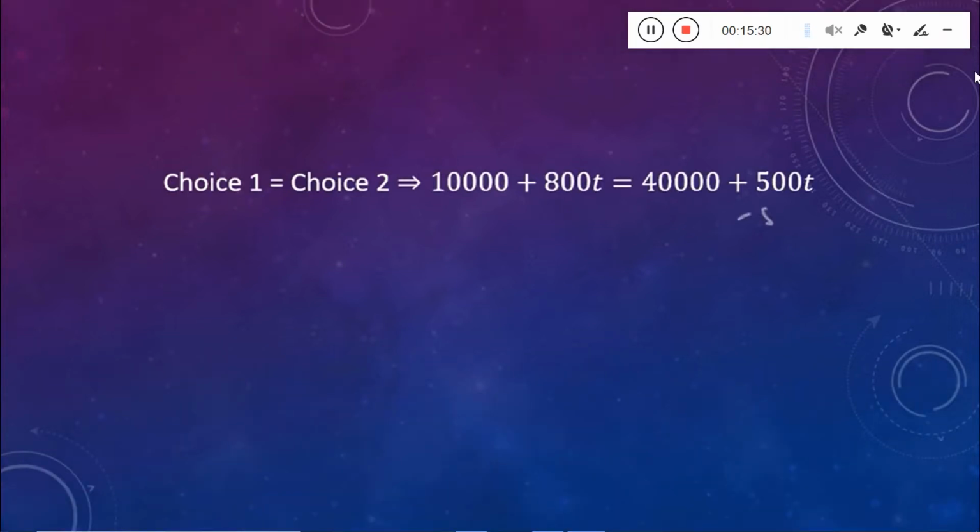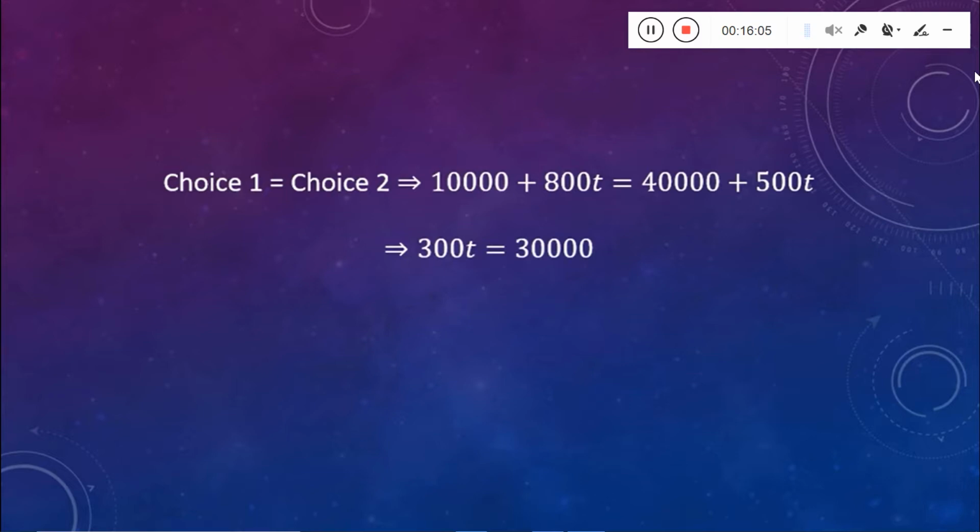So 10,000 plus 800t equals 40,000 plus 500t. Again, get all the terms with our variable, t in this case, onto one side, all the terms without our variable onto the other. So I'm going to subtract 500t from both sides. That's going to leave me just t's on the left. And then I'm going to subtract 10,000 from both sides, and that's going to leave a constant on the right-hand side. And when you do that, you come up with 300t is equal to 30,000.